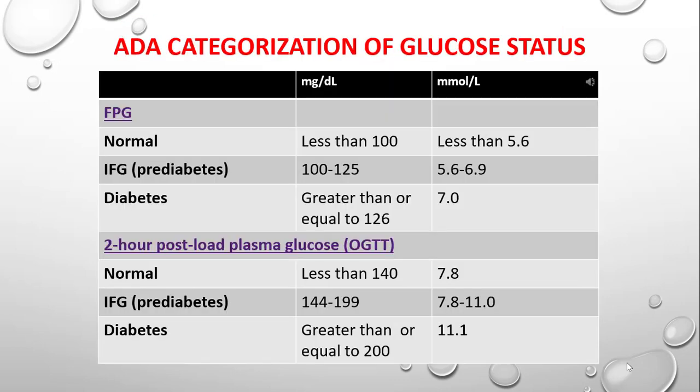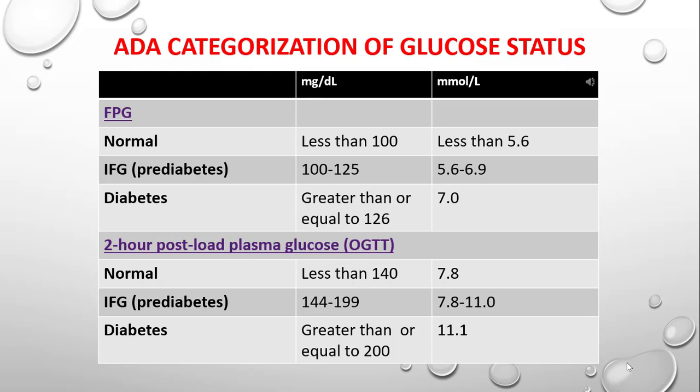This table explains the categorization of ADA for glucose status. In case of fasting blood glucose, if the value of glucose is less than 100 mg per deciliter, then the person is normal. If the value is between 100 to 125 mg per deciliter, then the person has impaired fasting glucose. If the value is greater than or equal to 126 mg per deciliter, then the patient will be diabetic.